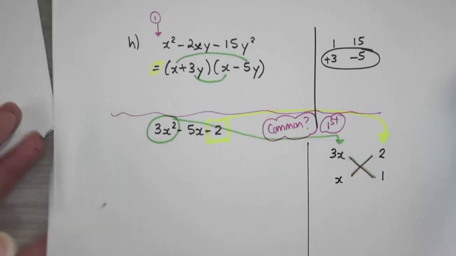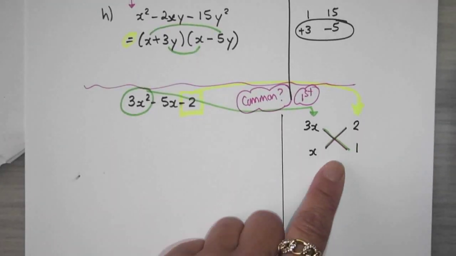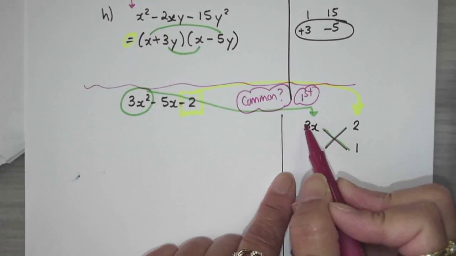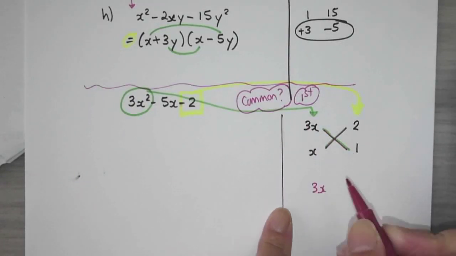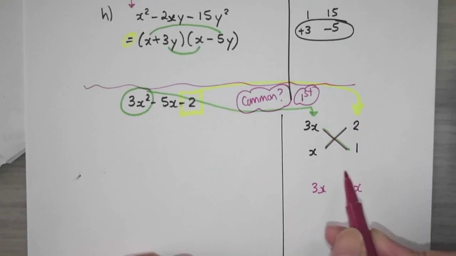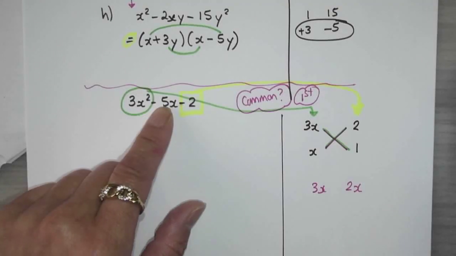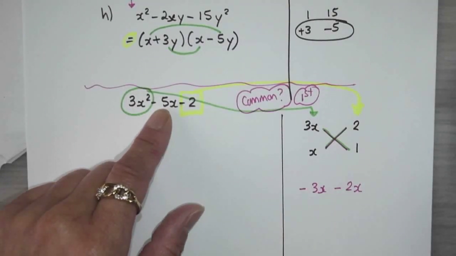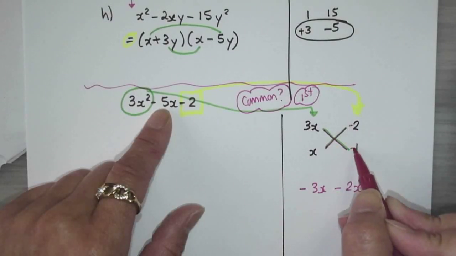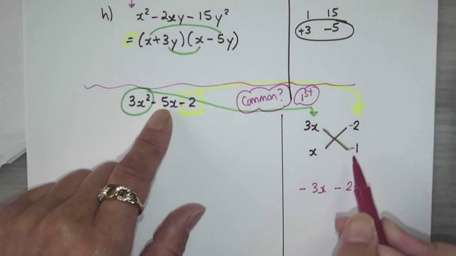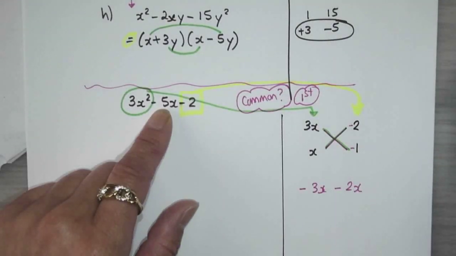Okay, so I go 3x times 1, and you can write this, and eventually some people who can do the mental math in their head, they don't write it. But a lot of people do. So 3x times 1 gets me 3x. X times 2 is 2x. Is there any way I can combine those to get me 5? Yes, if both of them were negative. Does that work if I make both of these negative? If both of my two columns are negative, does that get me a negative 2 for my last number?